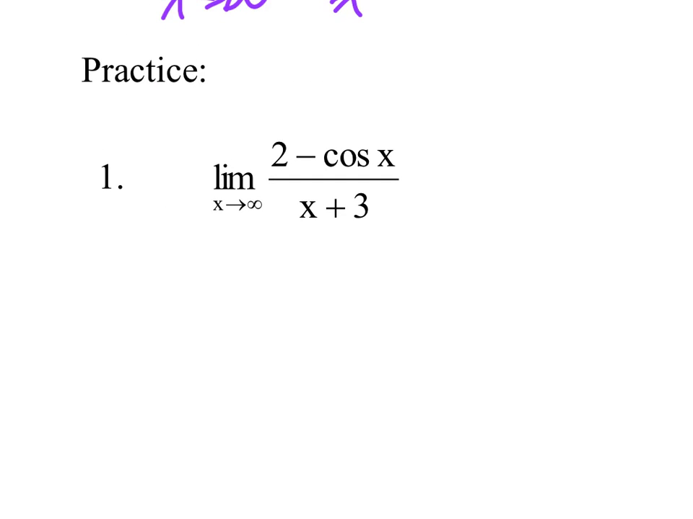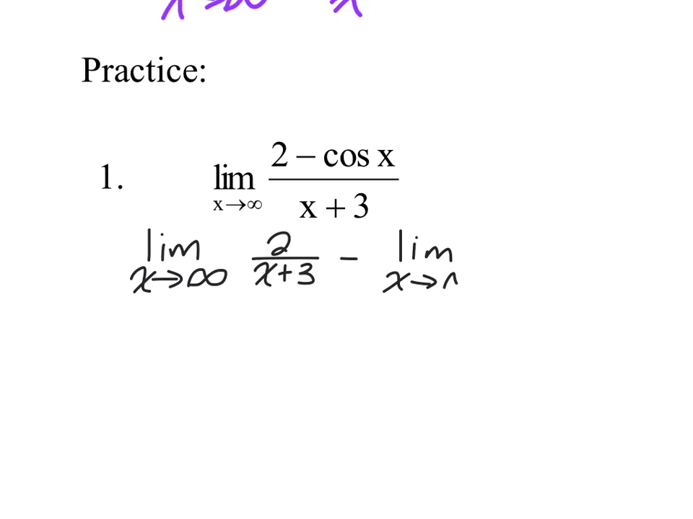So let's rewrite this as the limit as x approaches infinity of 2 over x plus 3, minus the limit as x approaches infinity of cosine x over x plus 3.